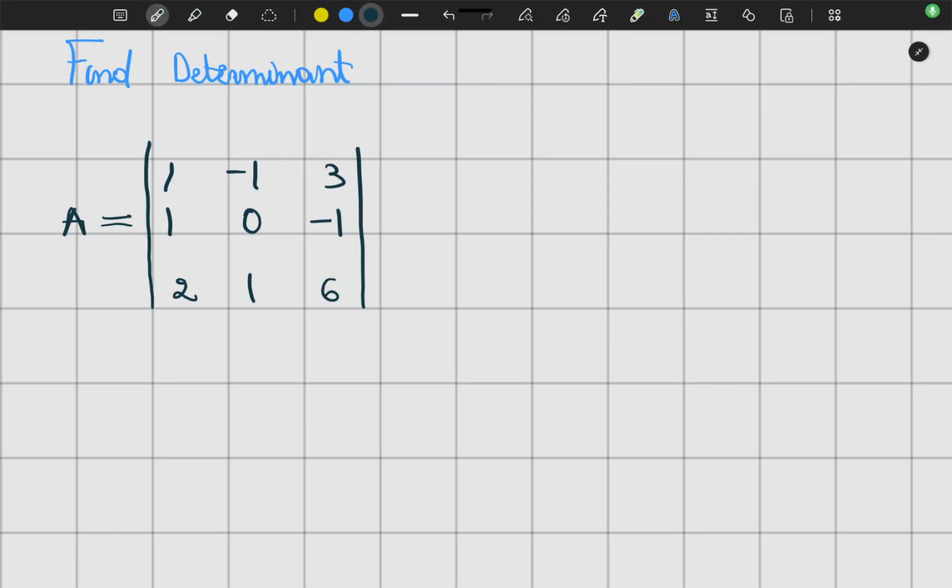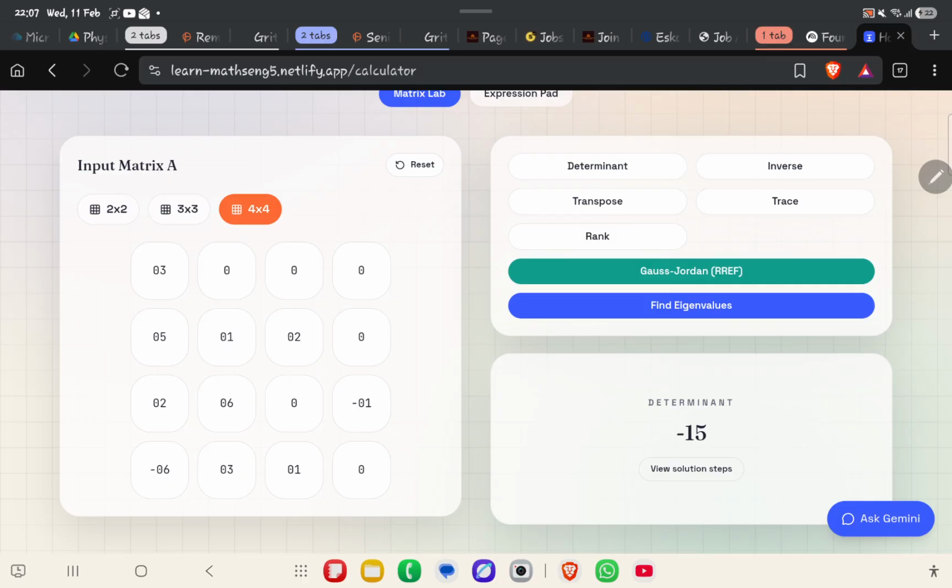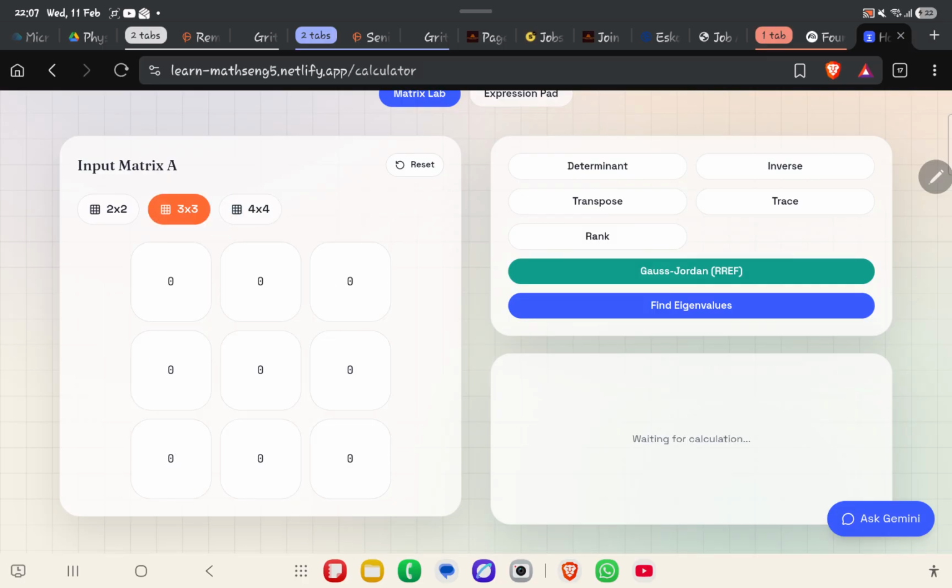Find the determinant of this matrix. Before we do anything, let's first get the answer from the calculator. Since we're working with a 3 by 3 matrix, this is what we're going to have. We're going to place the values in.